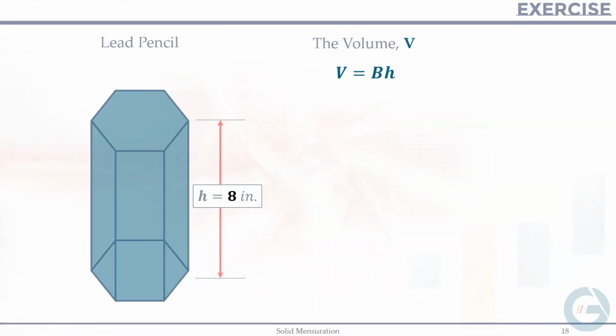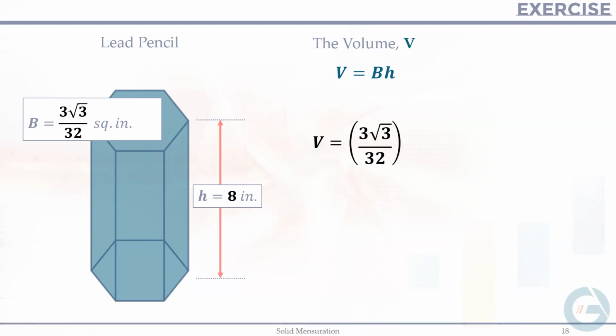So this is the given solid in the problem. We have the height of 8 inches and we already calculated the area of the base, which is the area of the hexagon, so we can plug in the values. Volume V equals the area of the base, 3 square root of 3 over 32, times the height, 8 inches, and that will give us 1.3 cubic inches. This is the final answer, and this is the volume of the pencil.